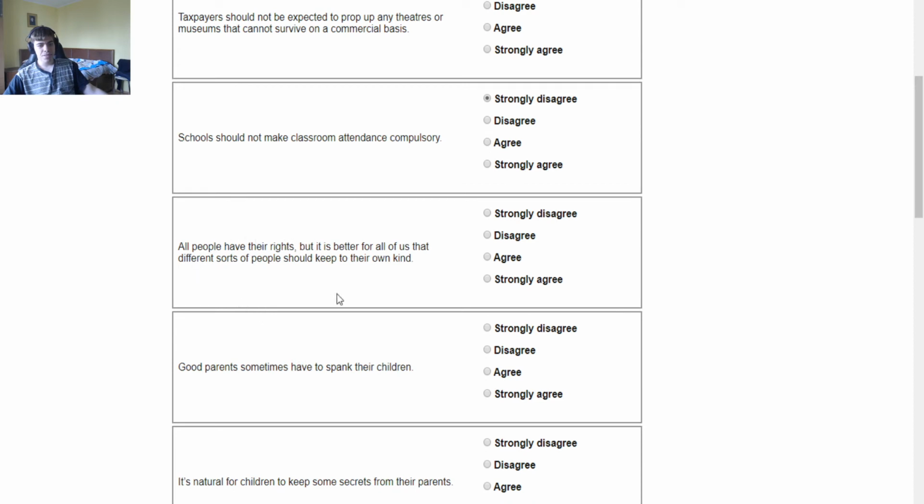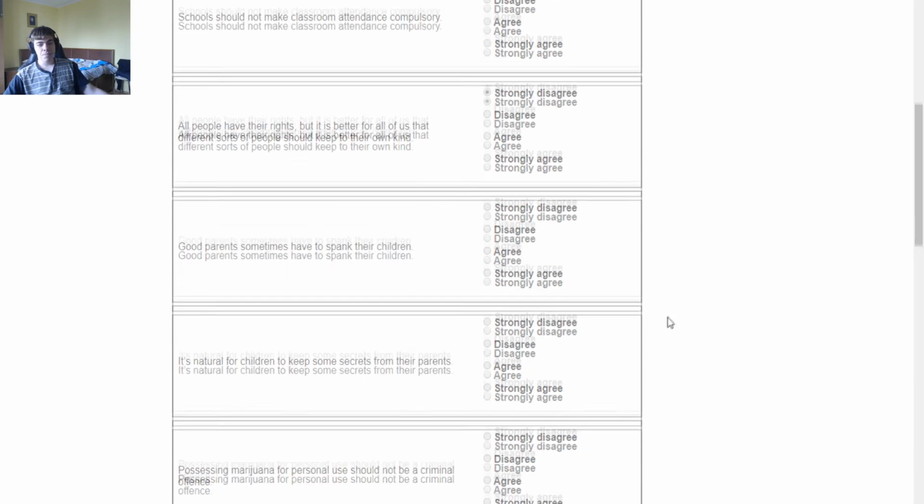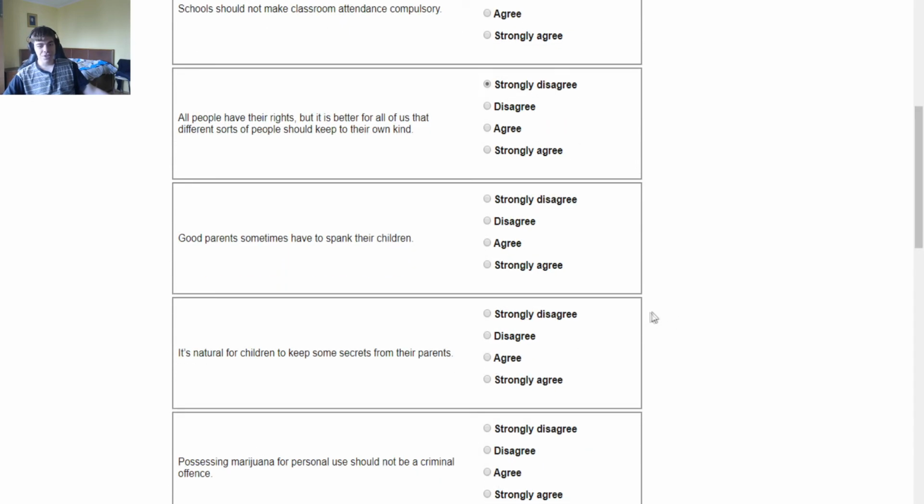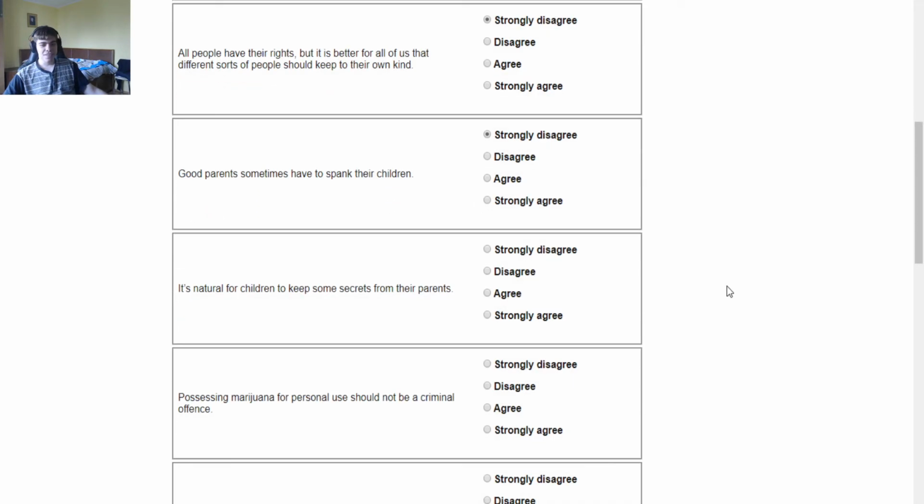All people have their rights, but it is better for all of us that different sorts of people cling to their own kind. Strongly disagree. Diversity helps. It has been pretty much studied at this point. Good parents have to spank their children sometimes. Strongly disagree. This has also been studied, that spanking just doesn't help.